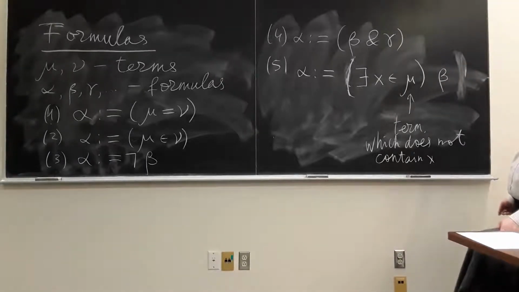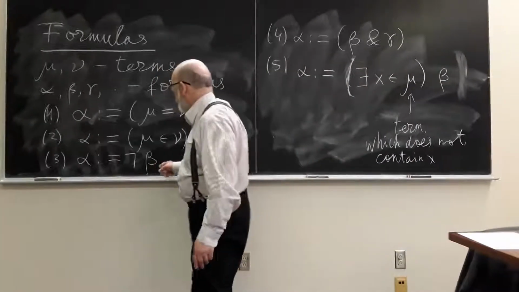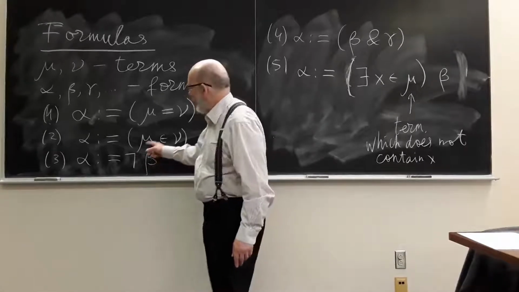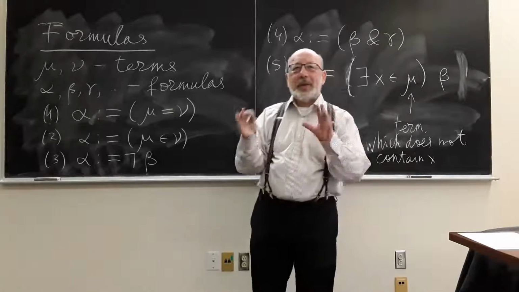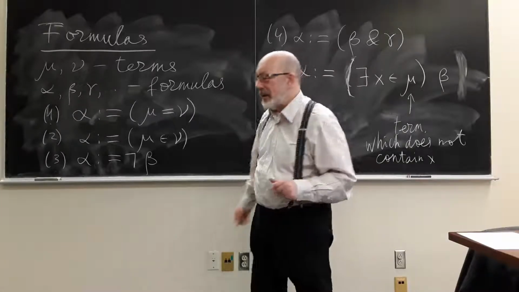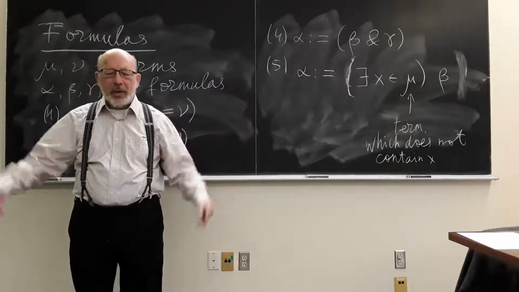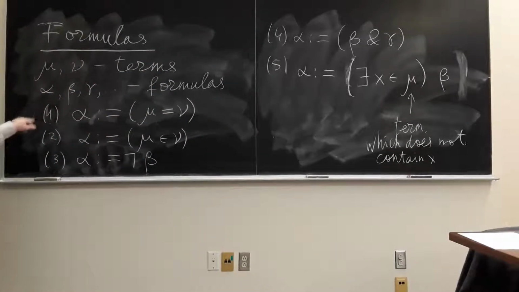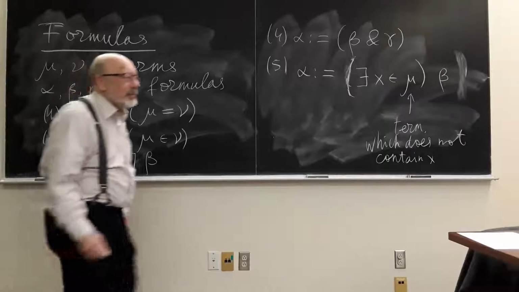Now you see that this definition is recursive. Here the formula is defined using some other formula. So this beta is also one of these five types of formulas, but it can also contain further formulas and so on. And we assume that after a finite number of steps we get to elementary formulas like the first or second, and this is all.